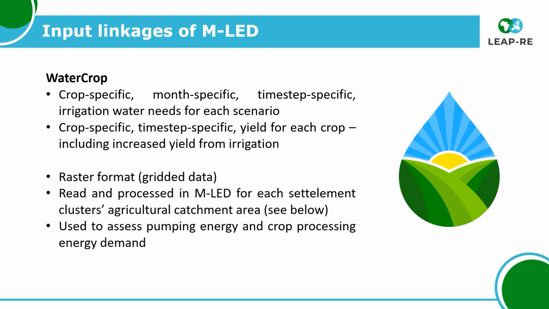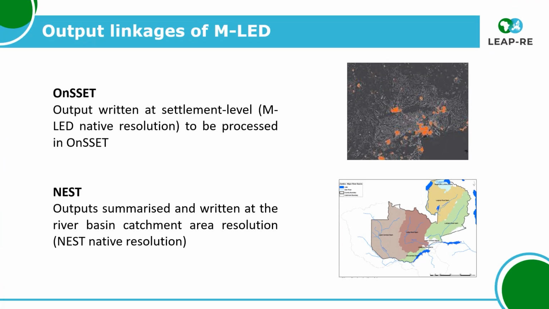So water crop provides crop-specific, month-specific, time-specific irrigation needs for each scenario. Also the yield of the crops, the current projected yield in response to given irrigation input, and it provides these data files in raster format as gridded data, which are then read and processed in MLED for each settlement's clustered agricultural catchment area, as we will see shortly. And these are used to assess pumping energy and crop processing energy demand.